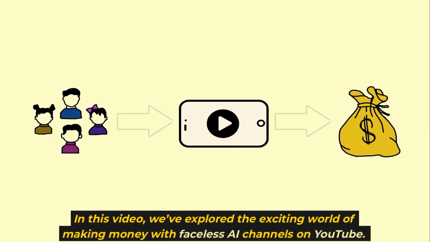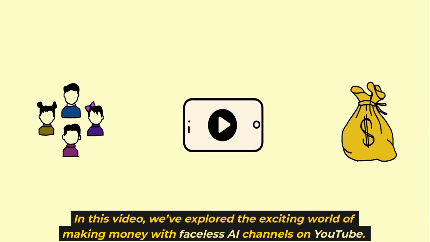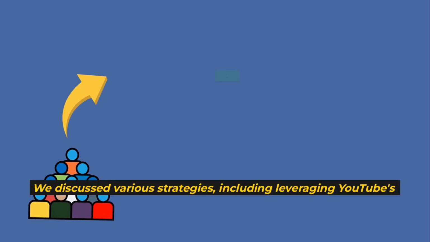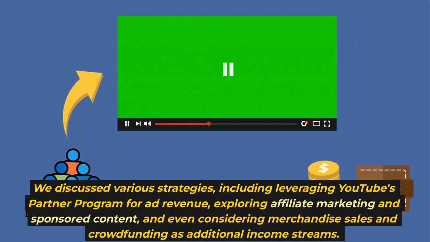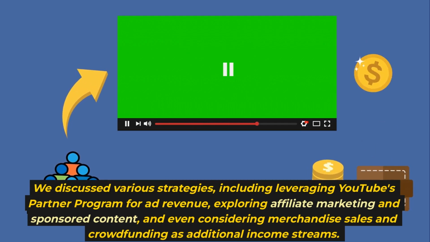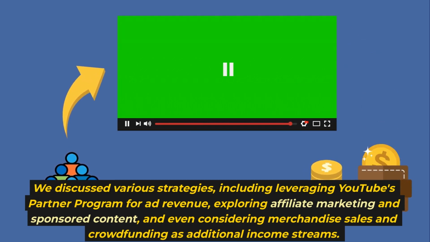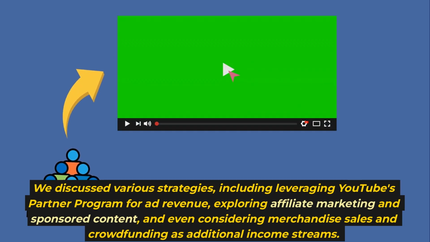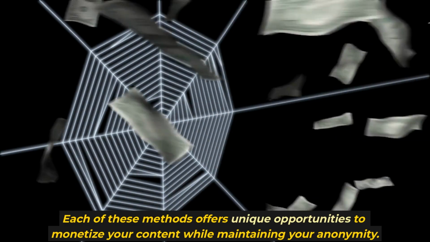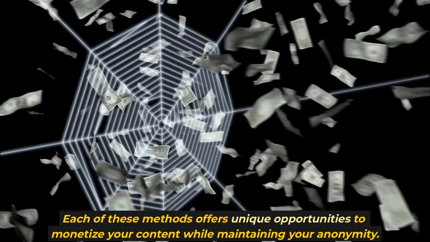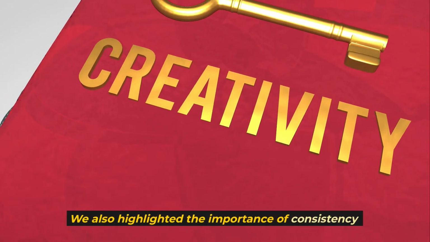In this video, we've explored the exciting world of making money with faceless AI channels on YouTube. We discussed various strategies, including leveraging YouTube's partner program for ad revenue, exploring affiliate marketing and sponsored content, and even considering merchandise sales and crowdfunding as additional income streams. Each of these methods offers unique opportunities to monetize your content while maintaining your anonymity.